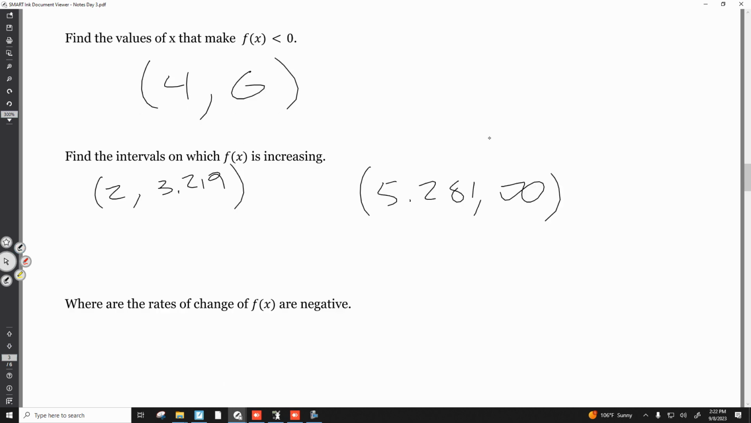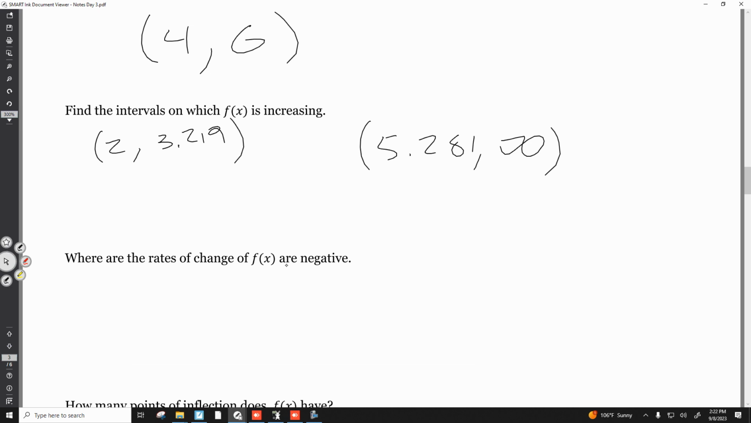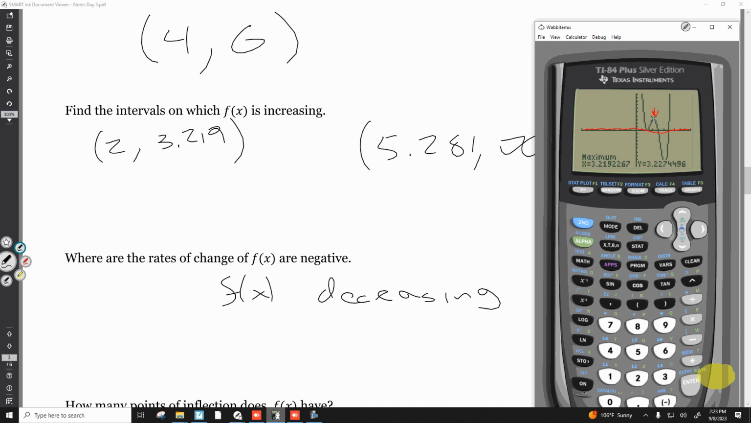What if I ask you when the rates of change are negative? You find when f is decreasing. It is just the same questions that we had on our quiz today, only you might have to do a little bit of work. We're going to have to go from negative infinity to 2, from 3.219 to 5.281. Boom. It's the same thing, only our answers involve some decimals and we're finding the decimals. Are we cool with this? Great.